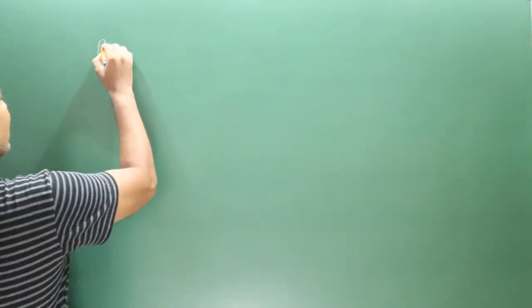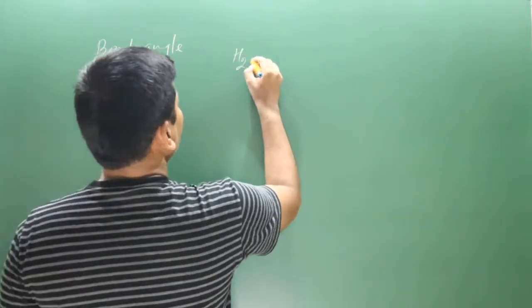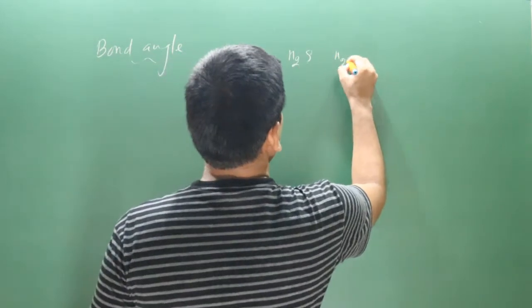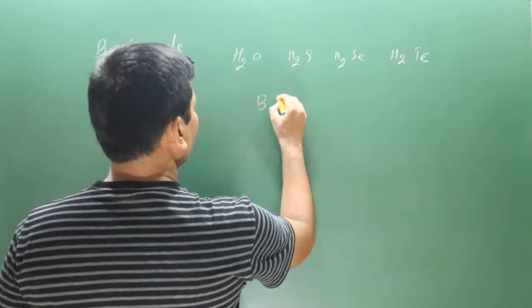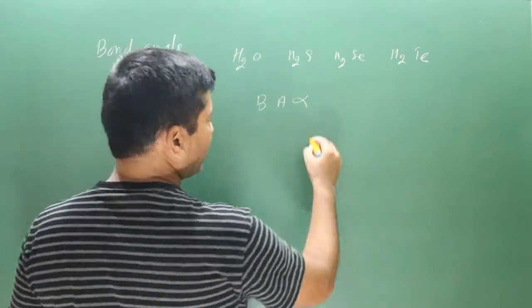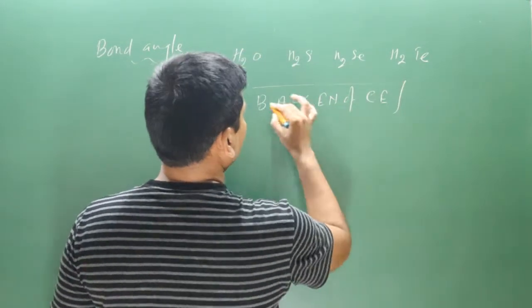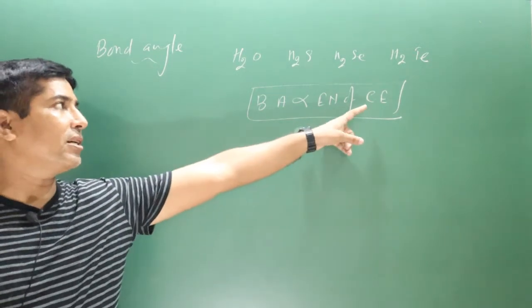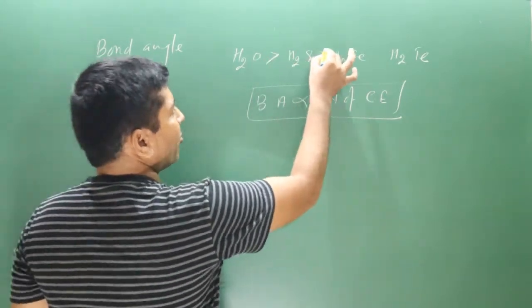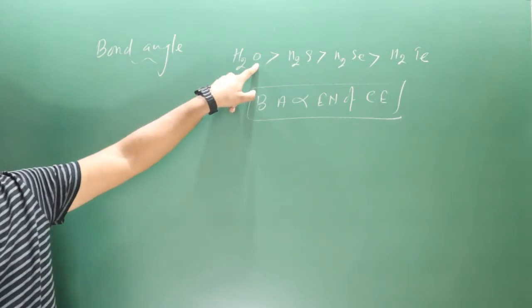Next we have the bond angle of hydrides. We have H2O, H2S, H2Se, and then H2Te. About bond angle we have learned that bond angle is directly proportional to the electronegativity of the central element. As the electronegativity of the central element increases, the bond angle also increases. Oxygen is the most electronegative element in this group.